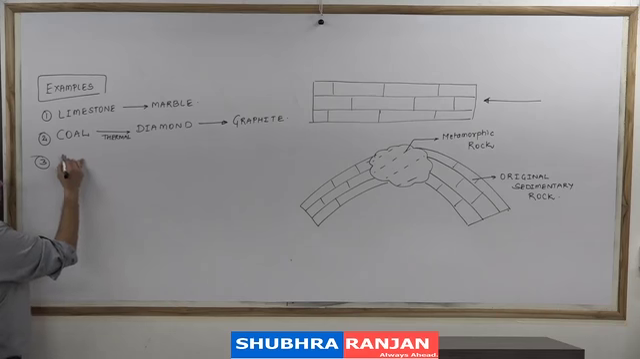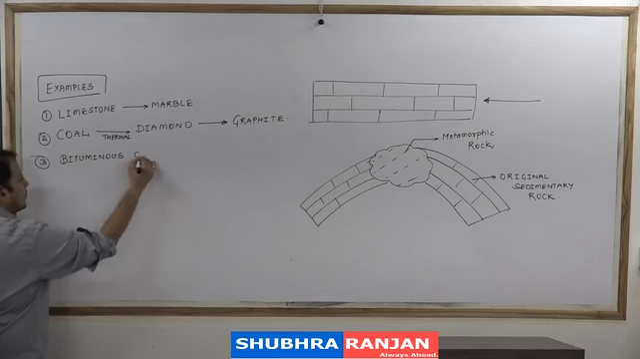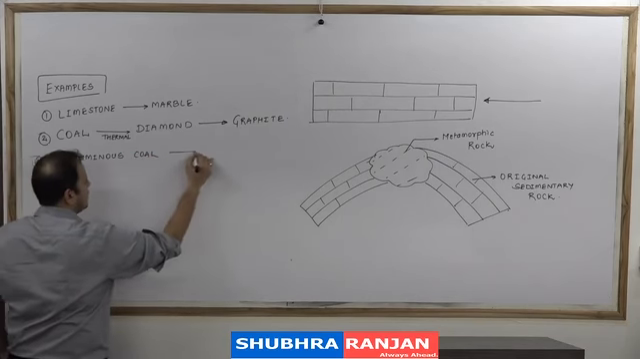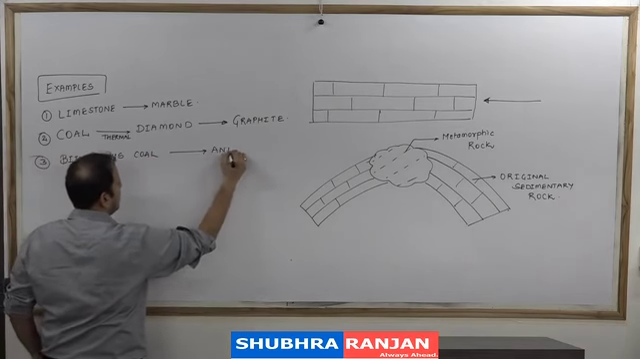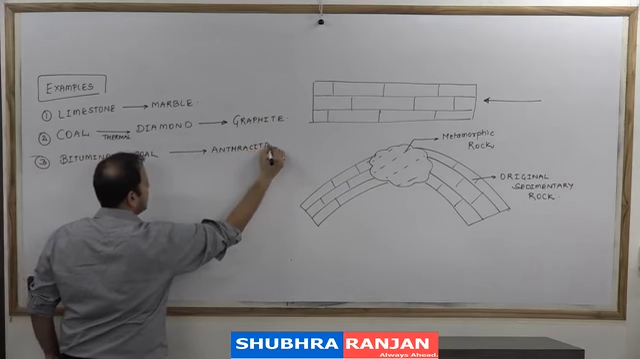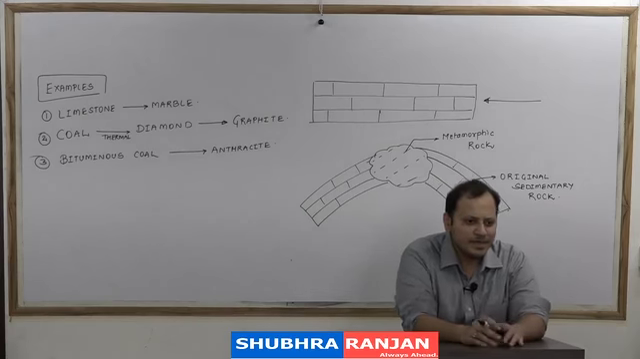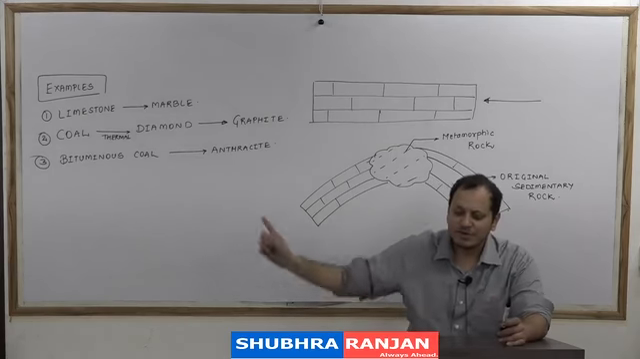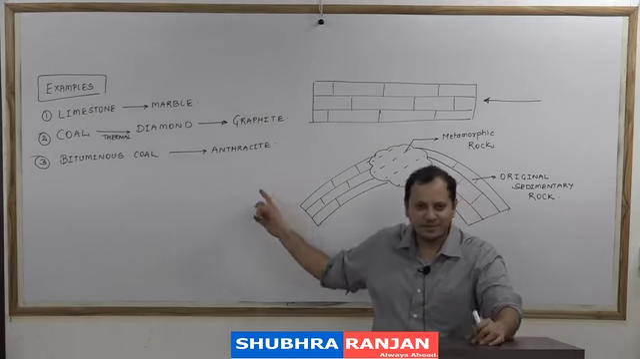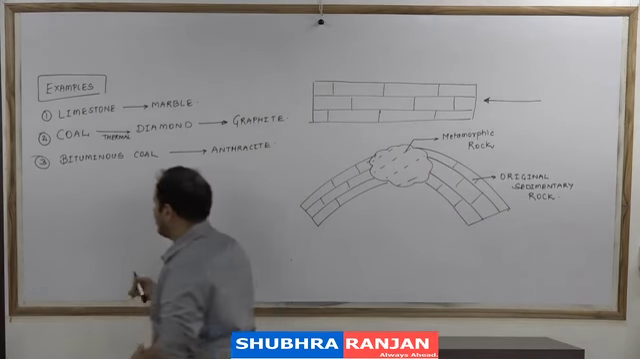Third, bituminous coal is converted into anthracite. I guess we have just introduced the distribution of coal in India. Anthracite कहाँ पे मिलता है इंडिया में? जम्मू एंड कश्मीर. Now you understand why? Because of the fold mountains, pressure which has been caused.